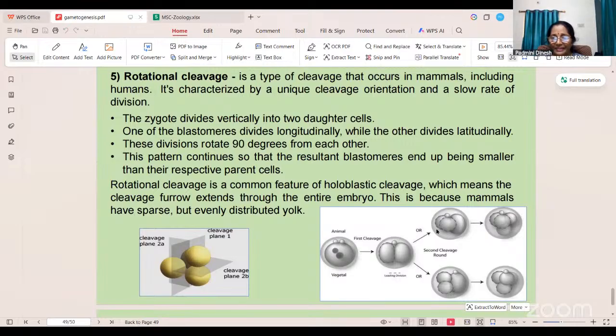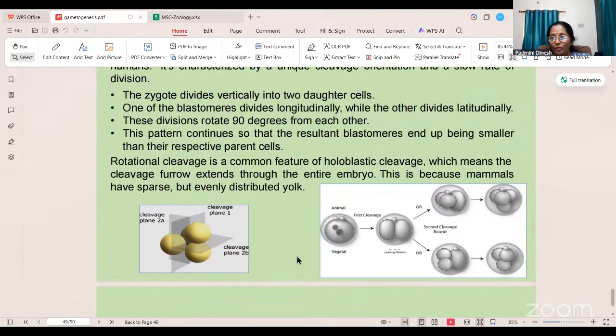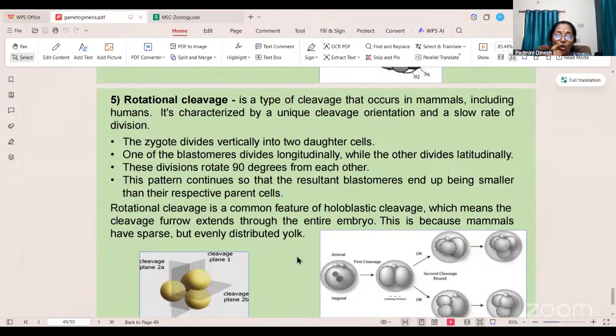This is horizontal and this is lateral type of cleavage. So each one is going to have different types of cleavages. One is lateral, one is horizontal, one is lateral, one is horizontal. That is, 90 degrees from each other. And this is because mammals have very little yolk, and hence they have to undergo this type of cleavage that is called rotational cleavage. So you can see the plane of cleavages. If one is cleaved like that, the other is cleaved the other way around. Vertical and horizontal types of cleavage occur. So this is about the cleavages that we saw.